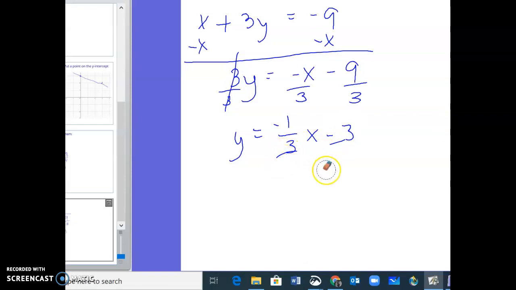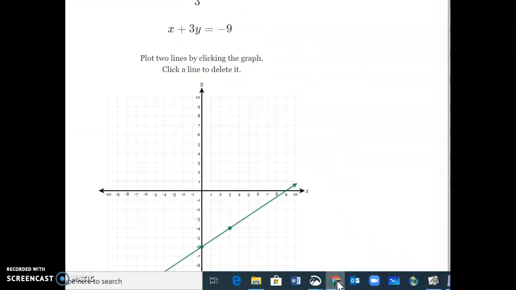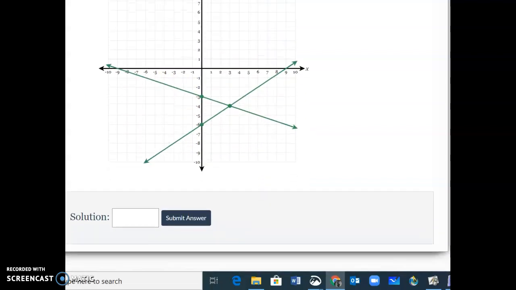All right, so now let's go type that in. -1/3 x minus 3. All right, let's see. So first, I will put my dot on the y-intercept, which is -3. And then my slope was -1/3. So I'm going to count down 1 and right 3. And then when I click, Delta Math will put that line in there for me.